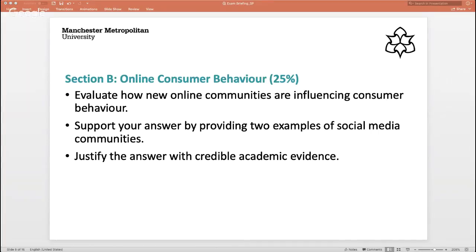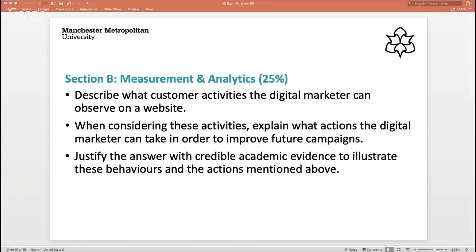Then another question that you could pick, and hopefully this will not scare you, is measurement and analytics. What do we as digital marketers observe from a customer on a website is basically what we're thinking about in this question. So we're going to be asking you to describe what customer activities the digital marketer can observe on a website. By this, we mean things like how long we stay on a page, what our sticky rate is, what our bounce rate is, the clicks, and how many clicks we go through on a website.